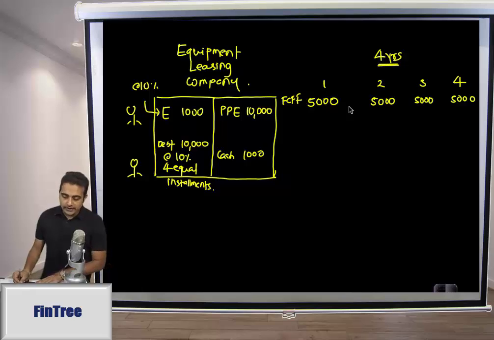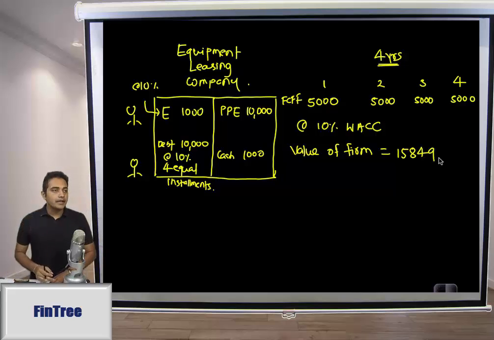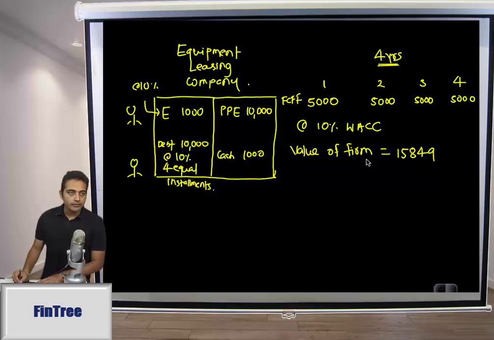So let us discount these cash flows at the rate of 10% in this example, which is your WACC, and let's find out what should be the value of the firm. How much is that? 15,849. So it's a simple annuity discount. You will set 5,000 as payment, 10 is I/Y, 4 is N, compute present value. So the valuation of the entire firm is 15,849, from which we could reduce the value of debt.